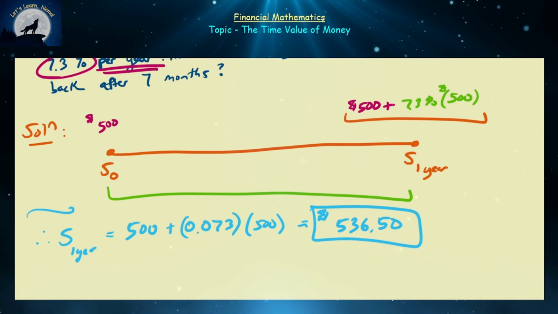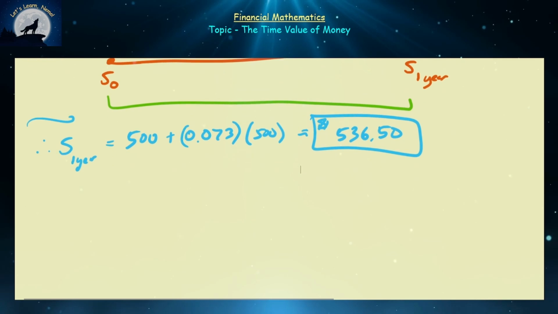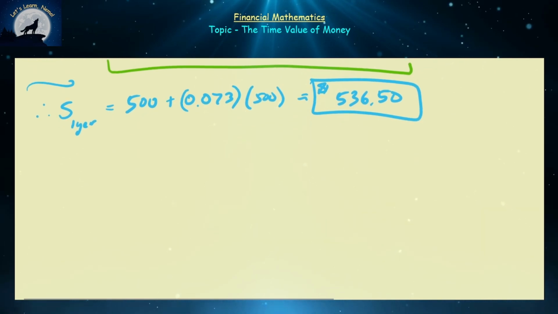But keep in mind, we are not borrowing this loan for a full year. We're only borrowing this loan for 7 months. So instead of paying $536.50, we should be paying something a little bit less, because $36.50 is for a full year. We should be paying, for example, 7/12 of $36.50. So how would that look from a timeline perspective?